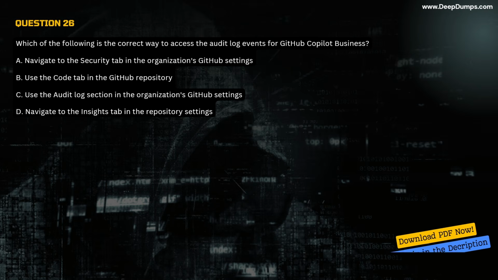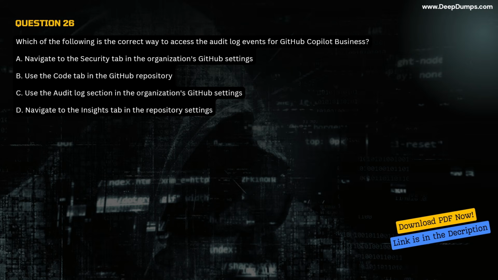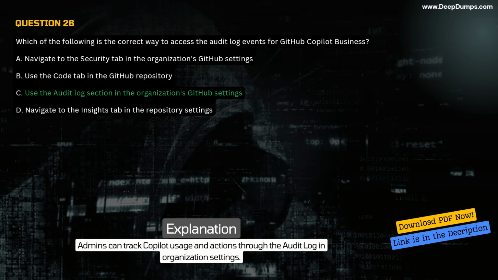Question 26. Which of the following is the correct way to access the audit log events for GitHub Copilot Business? A. Navigate to the Security tab in the organization's GitHub settings. B. Use the Code tab in the GitHub repository. C. Use the Audit Log section in the organization's GitHub settings. D. Navigate to the Insights tab in the repository settings. Correct answer, C. Explanation. Admins can track Copilot usage and actions through the audit log and organization settings.